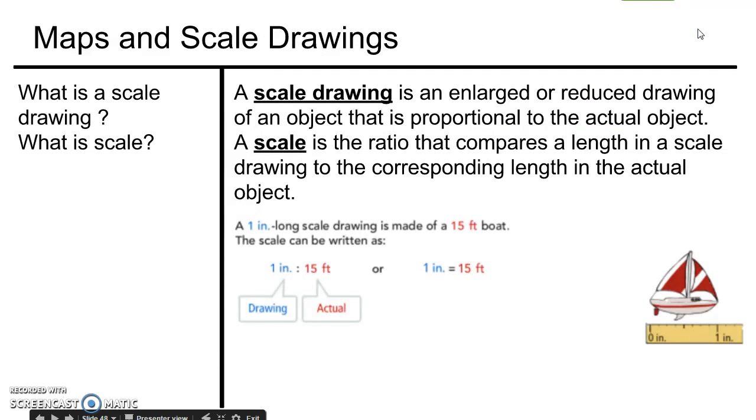Last thing is an application of a proportion, and you need to remember how to set up the proportion using the scale and the scale drawing. Remember, we call a scale drawing an enlarged or reduced drawing of an object that is proportional to the actual object, and the scale is the ratio. We use that on the left side of our proportion. It compares a length in a scale drawing to the corresponding length in the actual object. So if we had a scale here, 1 inch on the scale drawing represents 15 feet on the actual sailboat, then we would set up a proportion using those measurements.